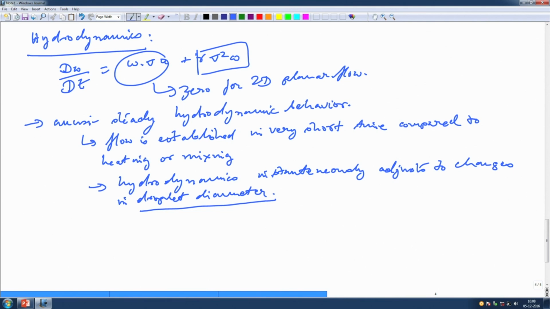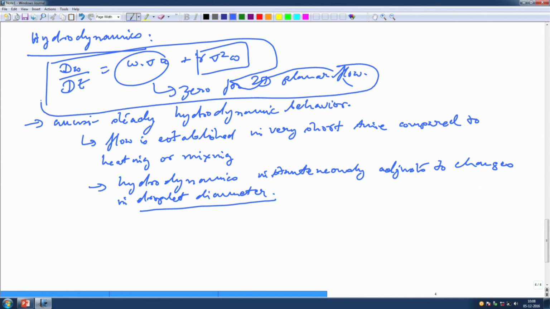Now, usually for this class of equation that you have over there, the Hill's spherical vortex, which we mentioned very briefly earlier, is a valid solution in the inviscid limit.